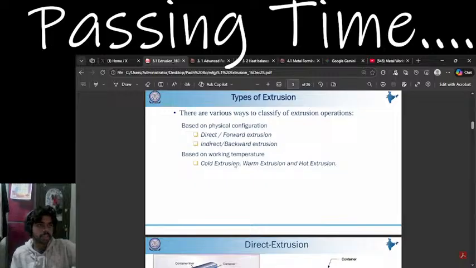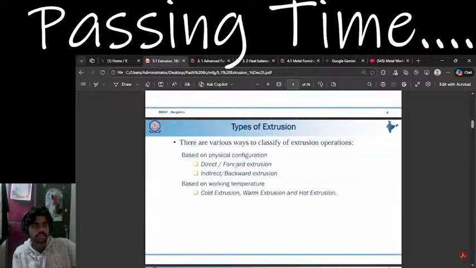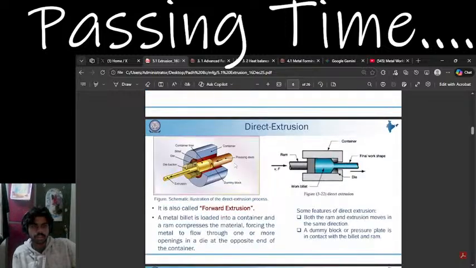There are various ways to classify extrusion: based on physical configuration, direct or indirect, forward or backward. Based on working temperature, cold, warm, and hot. Direct extrusion, based on physical configuration. It is also known as forward extrusion.